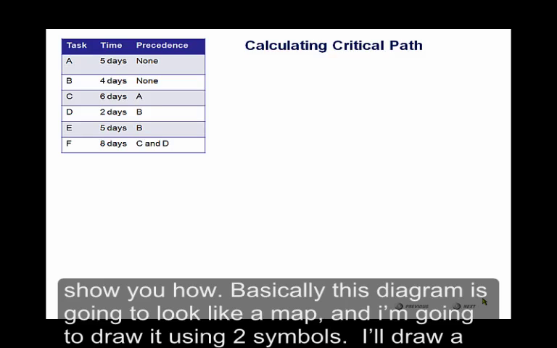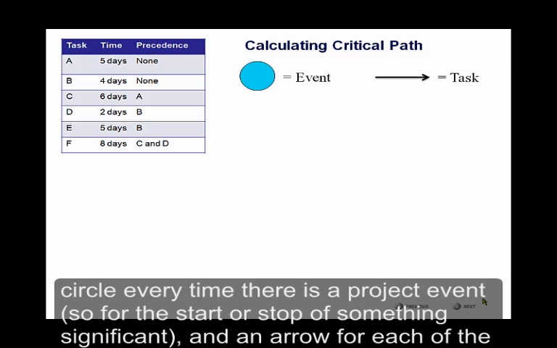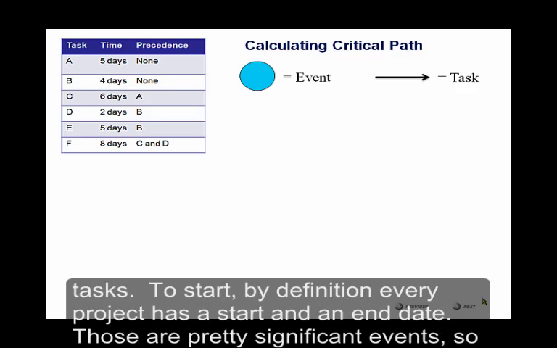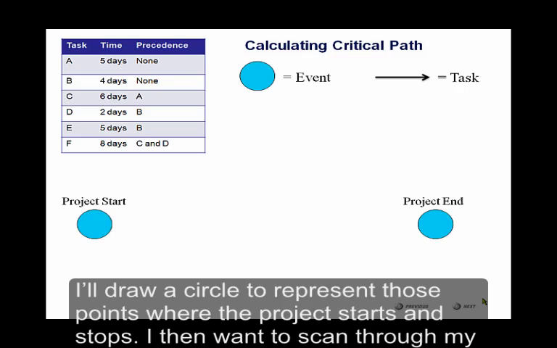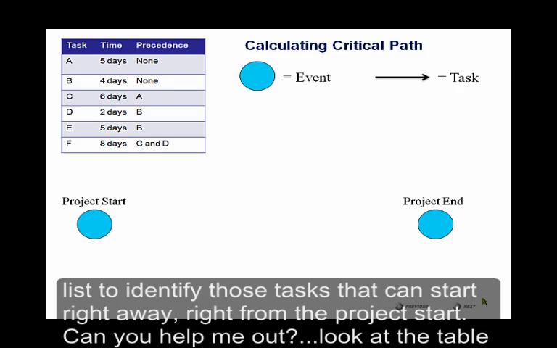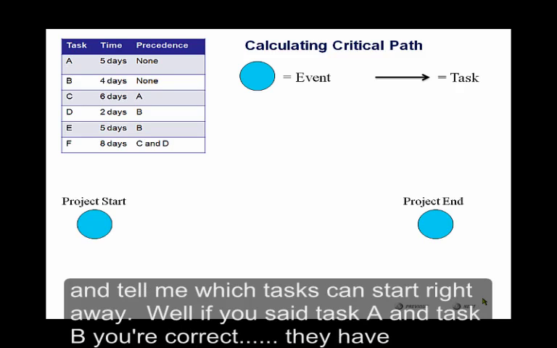Basically, this diagram is going to look like a map, and I'm going to draw it using 2 symbols. I'll draw a circle every time there's a project event, so the start or stop of something significant, and an arrow for each of the tasks. To start, by definition, every project has a start and an end date. These are pretty significant events, so I'm going to draw a circle to represent those points where the project starts and stops. I then want to scan through my list to identify those tasks that can start right away, right from the project start. Can you help me out? Look at the table and tell me which tasks can start right away.